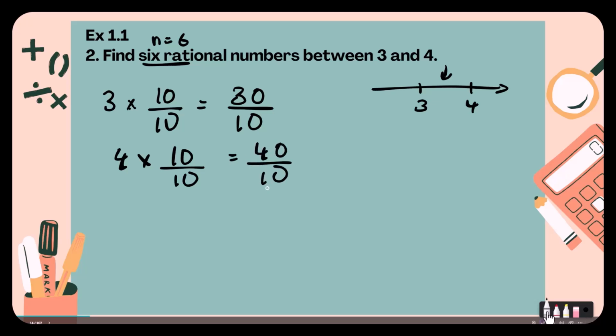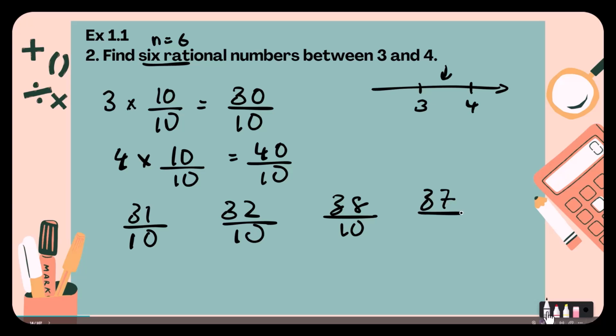Now you know 31 by 10, 32 by 10, right? There are 9 numbers in between. Out of the 9 numbers, you can write any numbers, right? Up to you. You can write 38 by 10, 37 by 10, right? So that is the logic. It is up to you how you want to write, which numbers you want to write, correct? So yes, this is the logic here, okay?